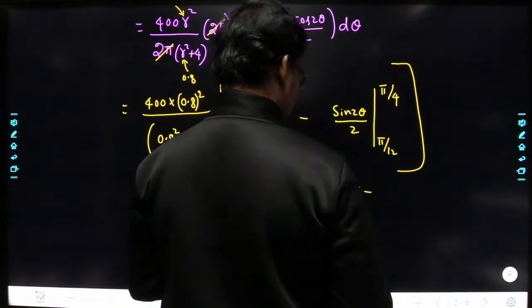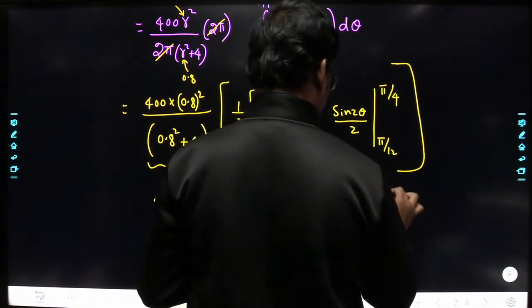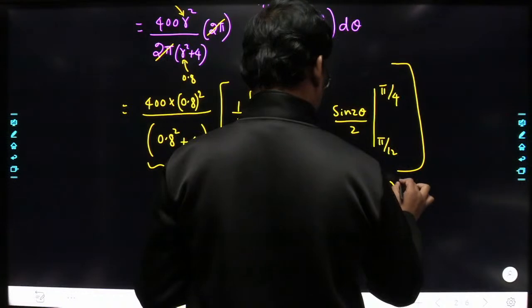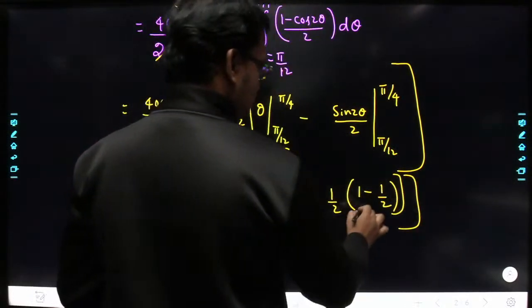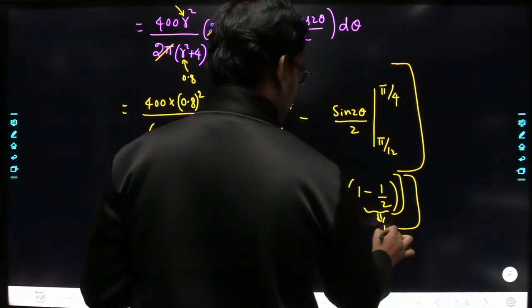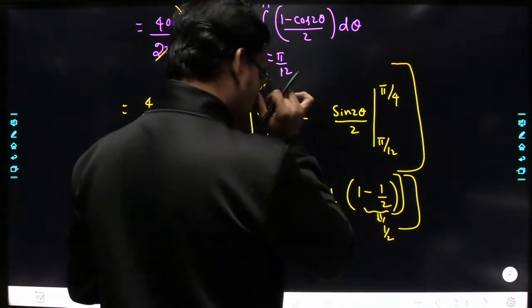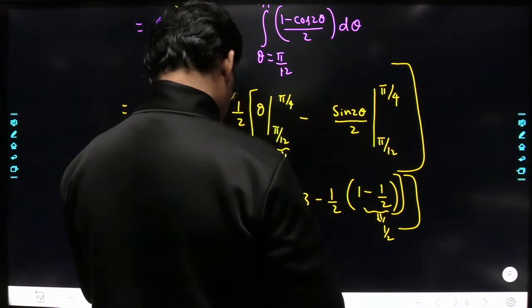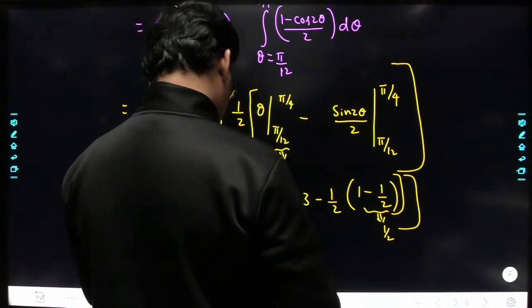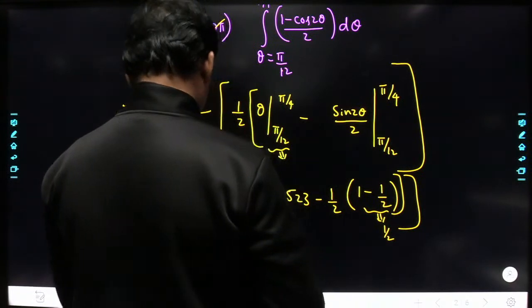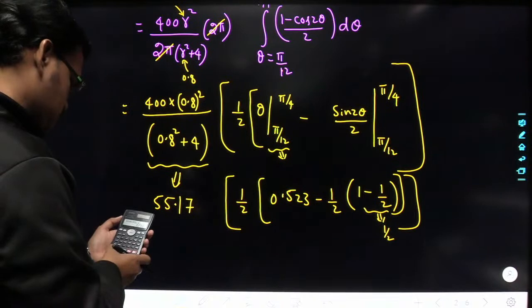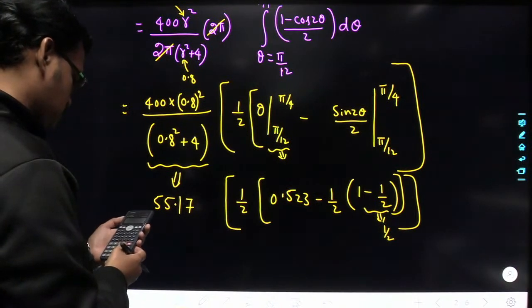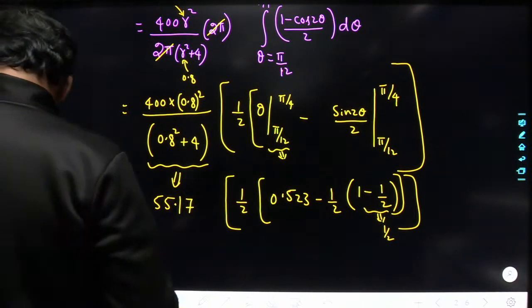So pi by 6 means sin 30. So 1 minus 1 by 2 you will get. Okay. So here this value is 1 by 2. Here 1 by 2, 1 by 4. So 0.523 minus 0.25. So that is 0.273 into 55.17, 15.06.